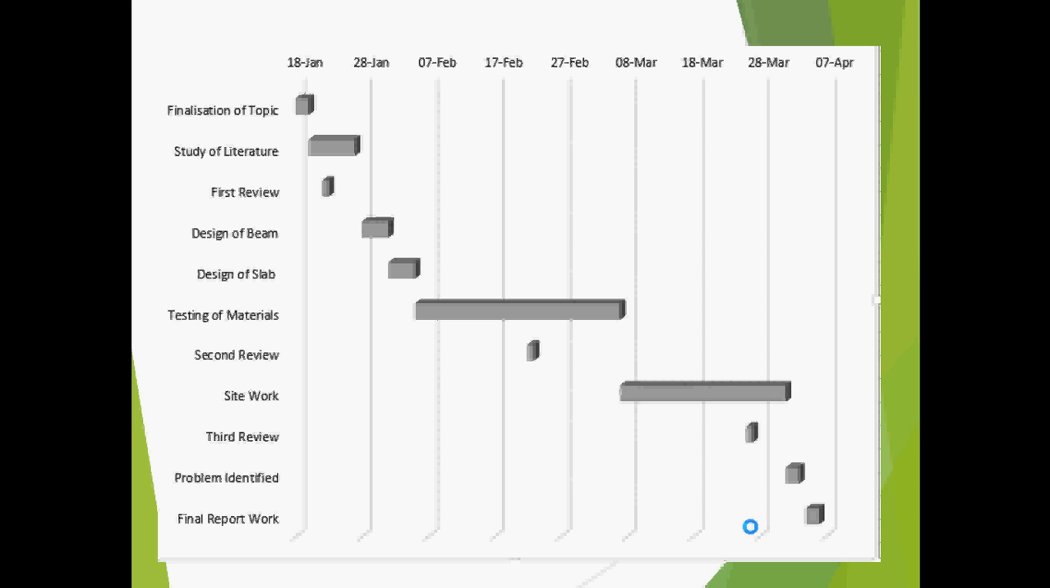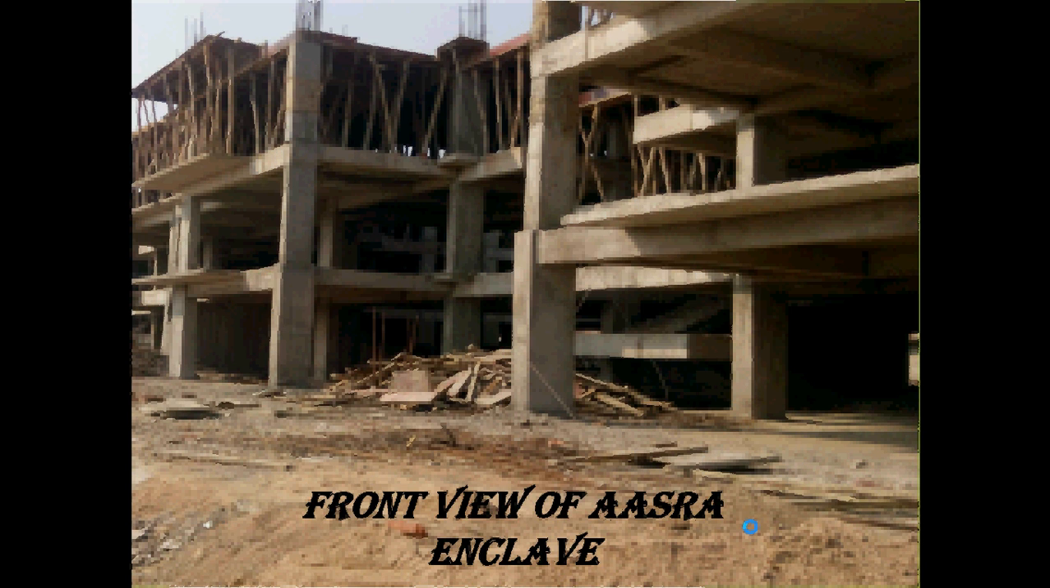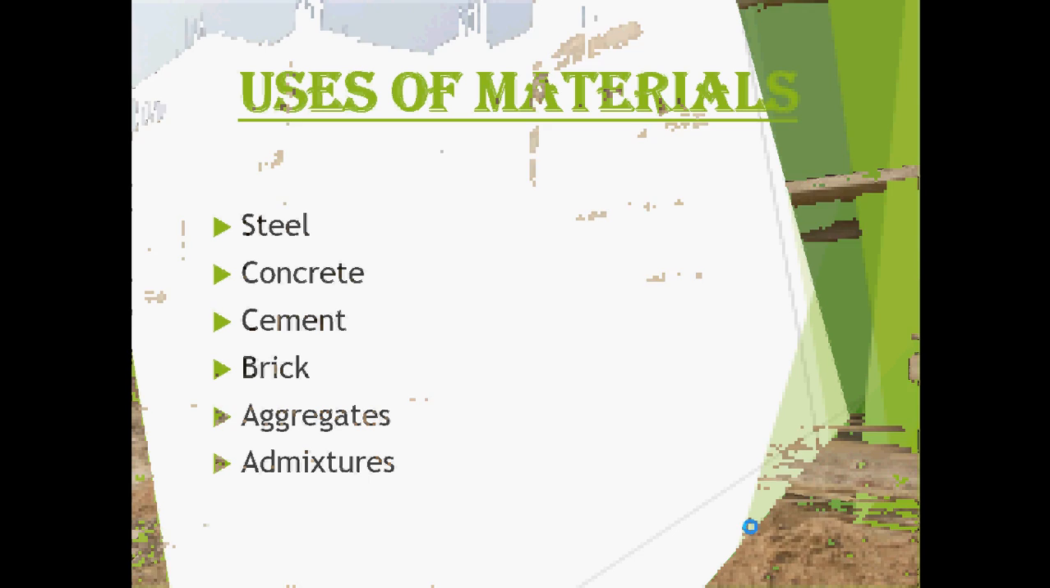And this is the Gantt chart which shows the progress of the project through the dates, which includes all the activities done during the project. You can see the front view of Astra Enclave, which consists of 3 floors.